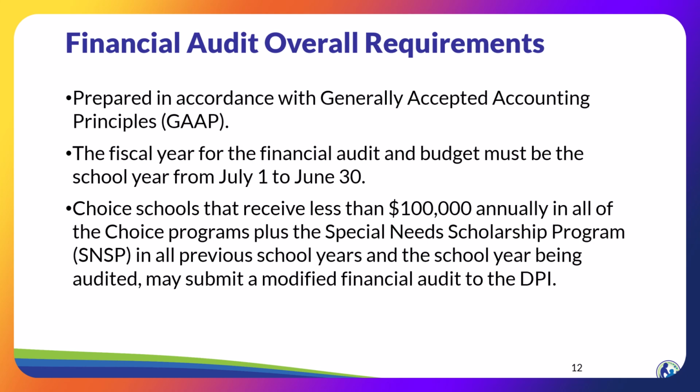Schools have two options when submitting a financial audit. Choice schools that have received less than $100,000 annually in all previous years and the current year being audited from all choice programs, including the Special Needs Scholarship Program, may submit a modified financial audit to DPI. Otherwise, the school must submit a standard financial audit.